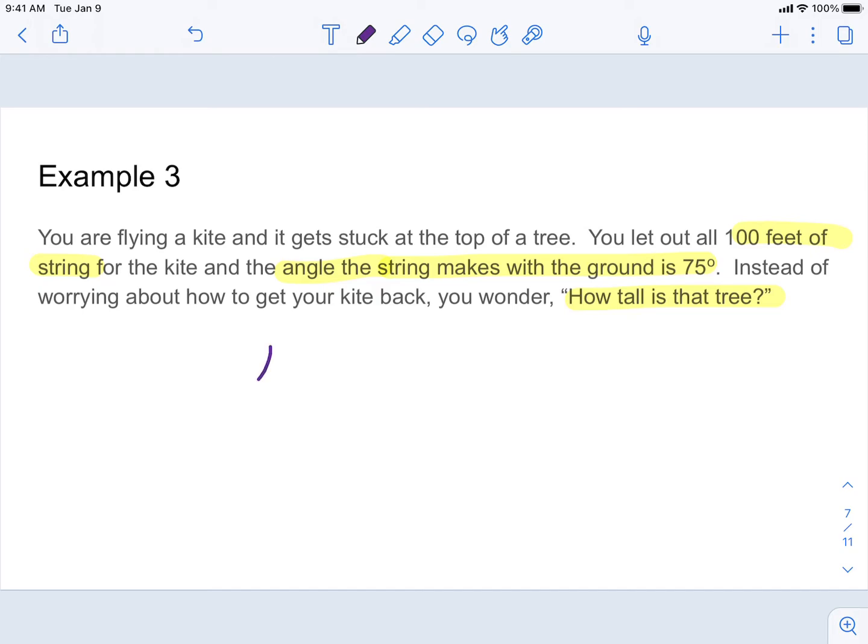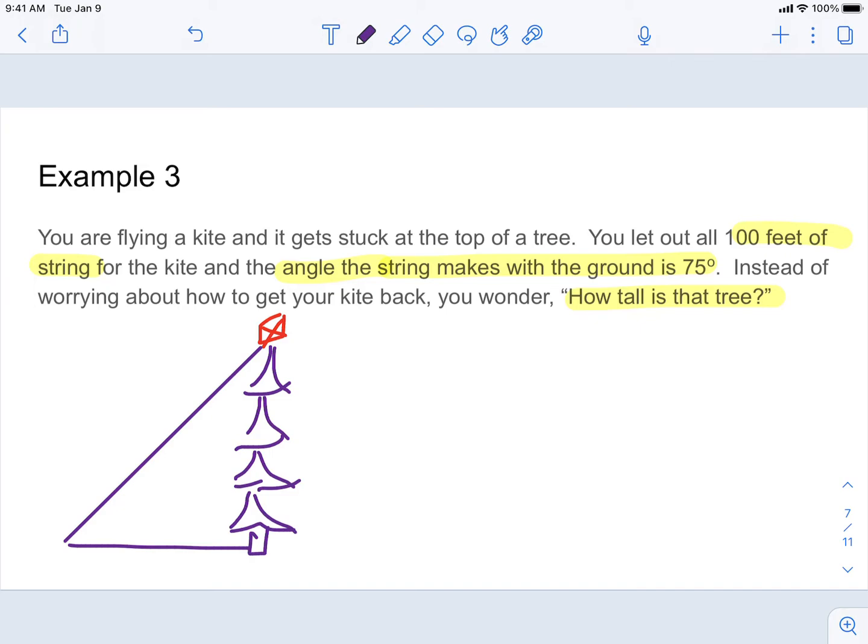All right, so let's make a happy little tree here as part of this problem. We'll say that that's a tree. And we've got a kite stuck up in the top of it. And that kite is attached to a string, and that's going to make our right triangle. Now, we let out 100 feet of string. The string connecting to the kite was the hypotenuse. The angle the string makes with the ground, so here's the string, here's the ground. I'll put my x right there.